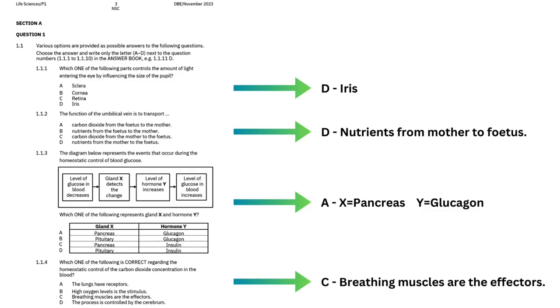1.1.2, the function of the umbilical vein is to transport A, carbon dioxide from the fetus to the mother, B, nutrients from the fetus to the mother, C, carbon dioxide from the mother to the fetus, D, nutrients from the mother to the fetus. The answer is D, nutrients from the mother to the fetus.